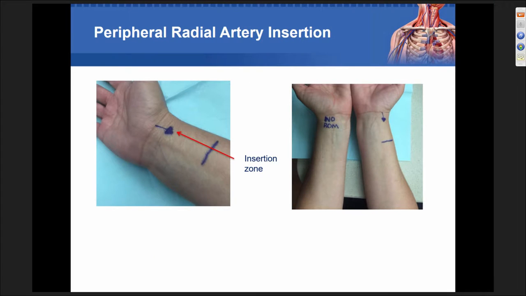All right, yes, those are my hands. On this slide, I'm showing you the insertion zone. So you see just below the thumb there, where the arrow is pointing down, I do not want you to insert in an area of flexion or motion. In one of the images, you have both of my hands, and it says no range of motion.